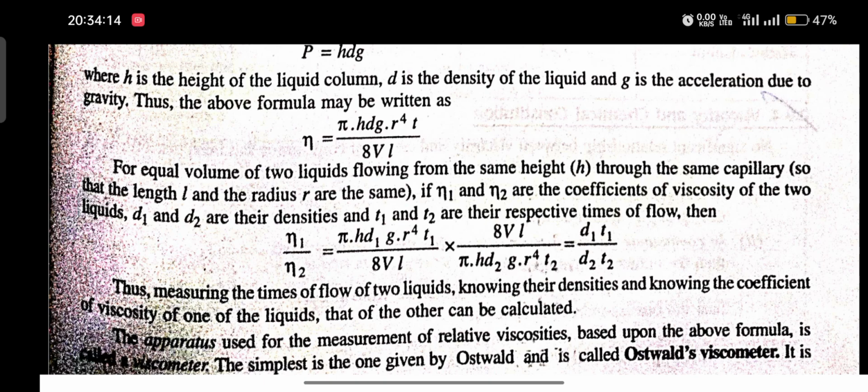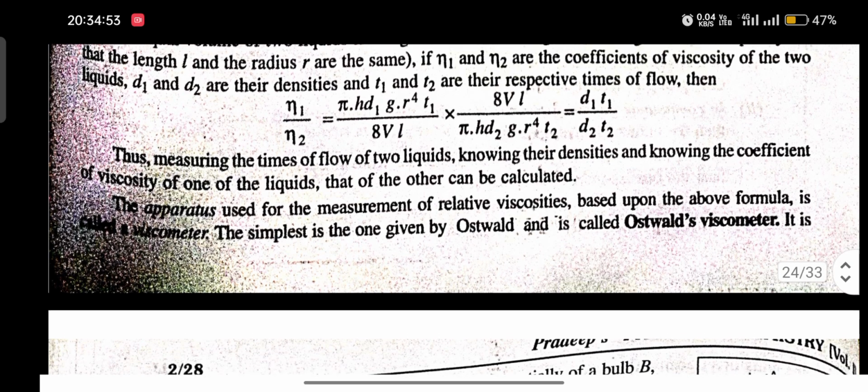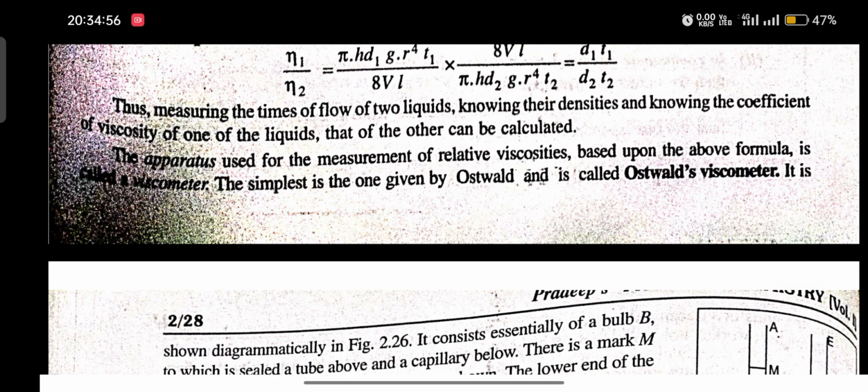If η1 and η2 are the coefficients of viscosity of the two liquids, d1 and d2 their densities, and t1 and t2 the respective times of flow, then η1/η2 = (π h d1 g r⁴ t1 / 8VL) × (8VL / π h d2 g r⁴ t2) = d1 t1 / d2 t2. Thus, by measuring the time of flow of two liquids, knowing their densities and knowing the coefficient of viscosity of one of the liquids, that of the other can be calculated.